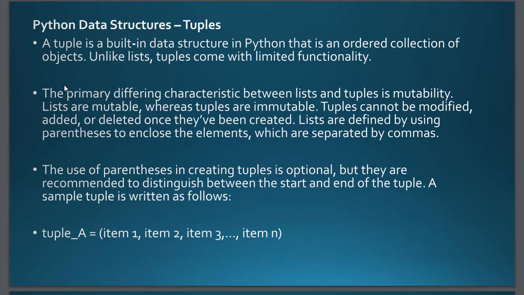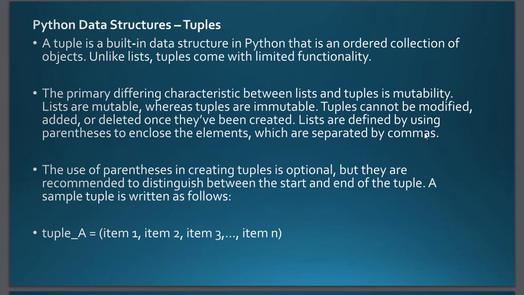A tuple is an inbuilt data structure in Python that is an ordered collection of objects. Unlike lists, tuples come with limited functionality. The primary difference between lists and tuples is mutability. Lists are mutable, whereas tuples are immutable. Tuples cannot be modified, added to, or deleted from once they have been created.